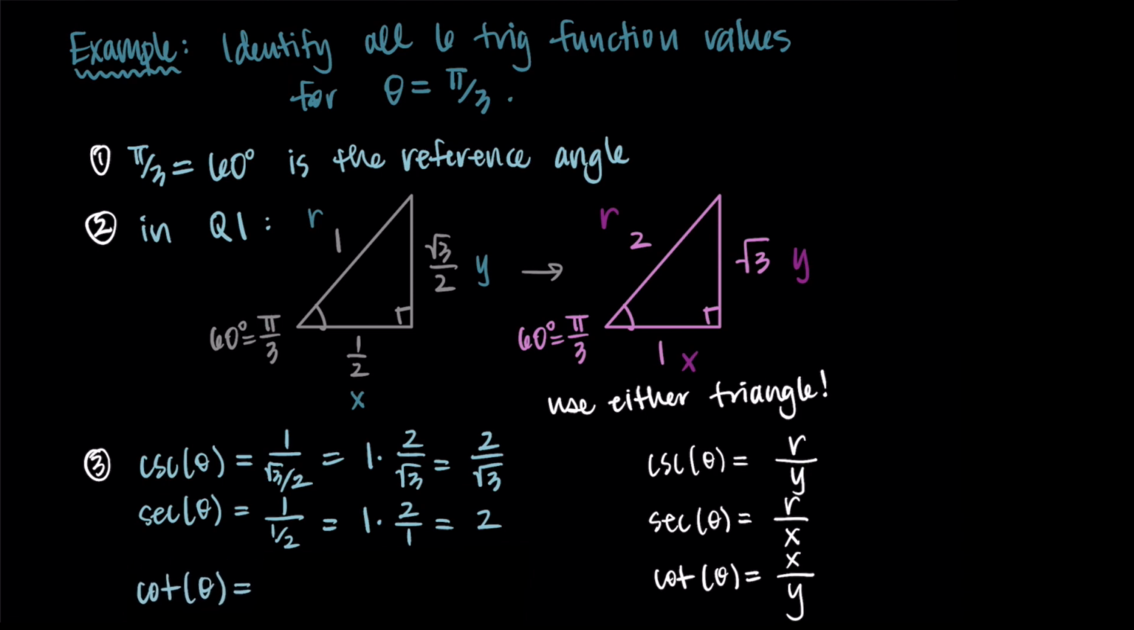All right, lastly we have cotangent. So cotangent is x over y, so I take x, 1/2, divided by y, square root of 3 over 2. When I divide by that fraction, I can multiply it by the reciprocal, so I have 1/2 times 2 over root 3. My 2's cancel, and I'm left with 1 over root 3. We can do the same thing on our other triangle. We just do x, which is 1, over y, which is root 3, and we get to bypass that step with the fractions.